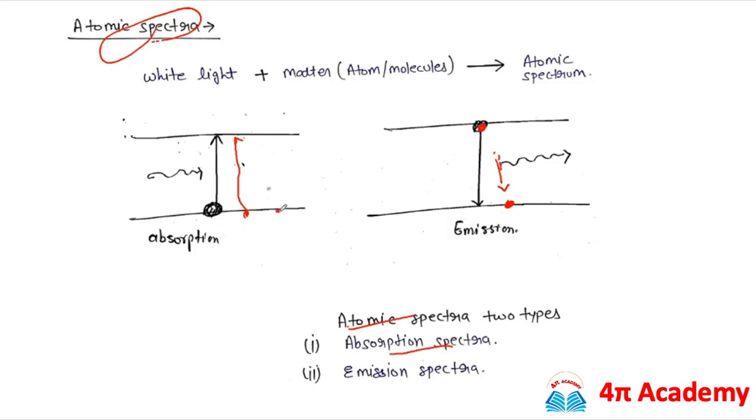For example, take an electron present in the ground state. Now when this electron absorbs some sort of light striking on the atom, it goes to a higher state.